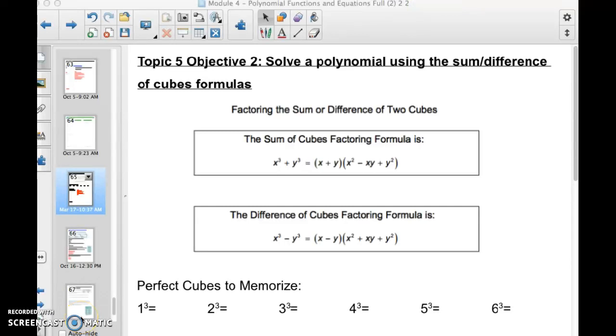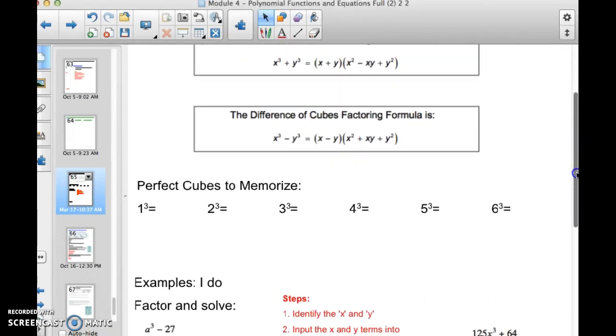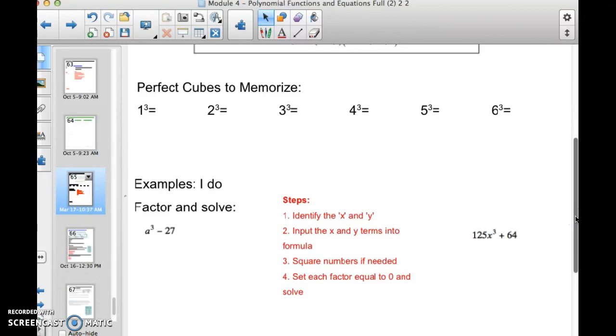Topic 5, Objective 2. Solve a polynomial using the sum and difference of cubes formula. Alright, so these types of polynomials I'm going to show you in this video are a special type, whether they're a sum or a difference of cubes, or perfect cubes, to be more specific.